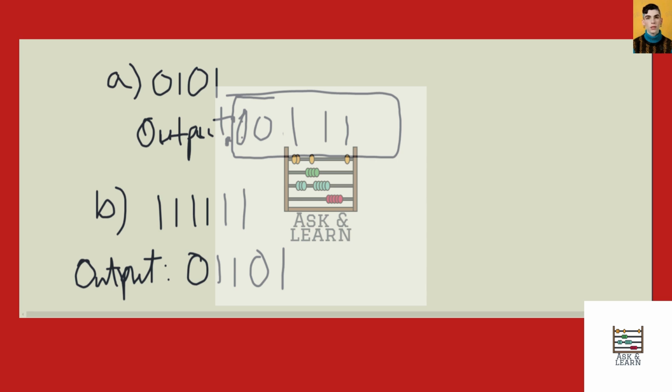Our next input is a 1. We move from S2 to S1, and our output at S1 is a 1. And finally, our last input is a 1, so we move from S1 to S0, and our output at S0 is a 0. So our output string is 0, 1, 1, 0, 1, 1, 0.